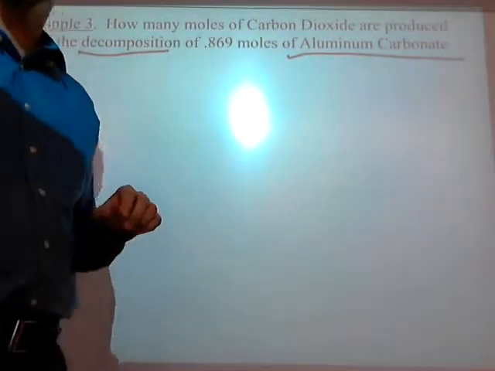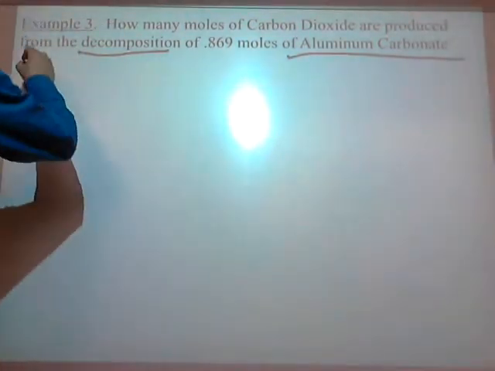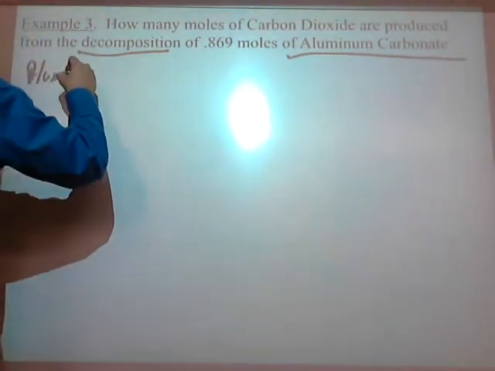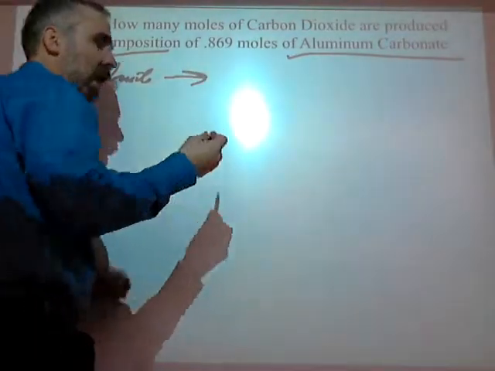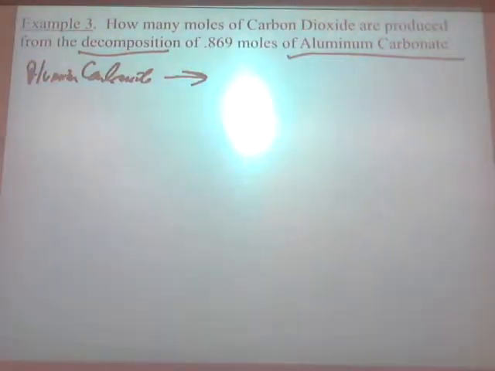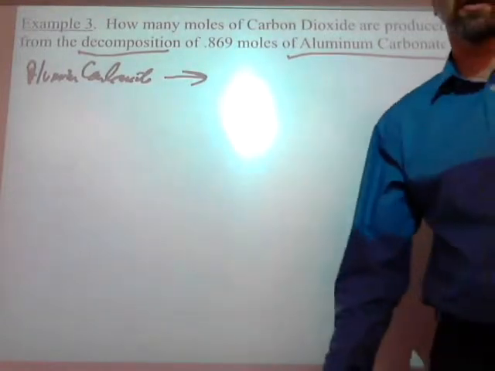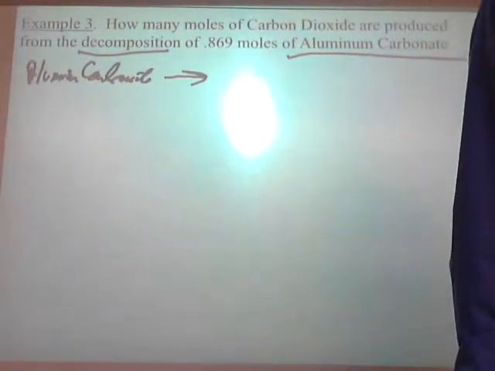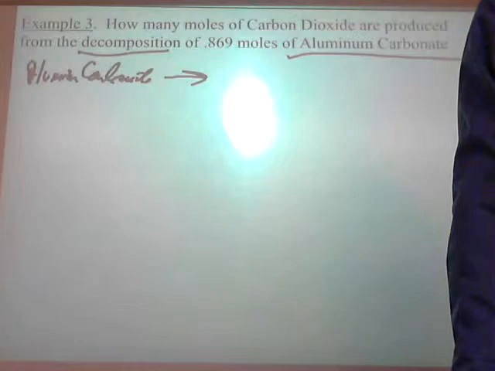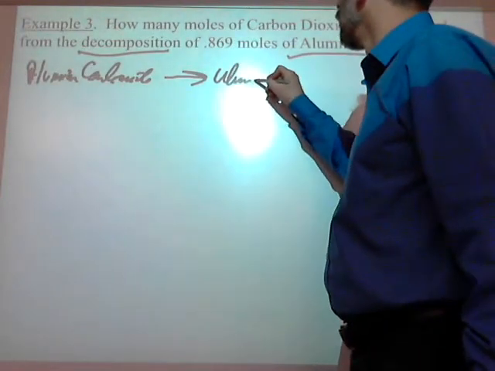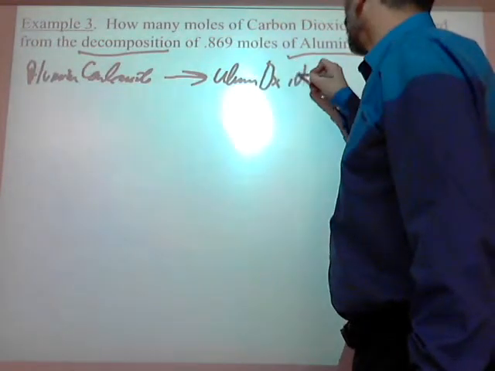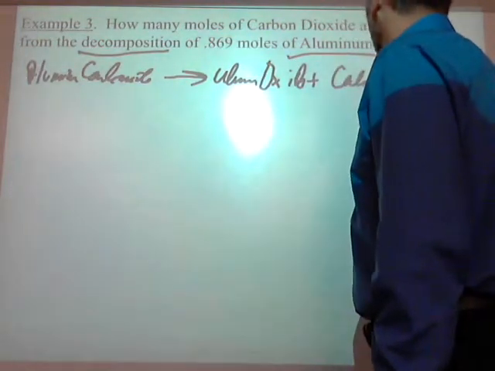And then I look on my common ion sheet, and I know what aluminum carbonate is going to break up into. How do you know that? Look on your common ion sheet. What does aluminum carbonate break up into? Take a look, everybody look. You've got to look now. What does aluminum carbonate break up into? Aluminum oxide plus carbon dioxide.